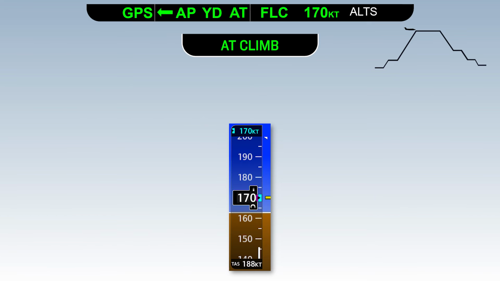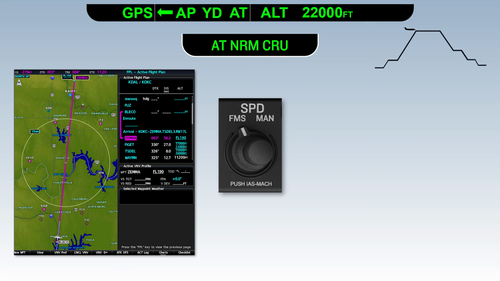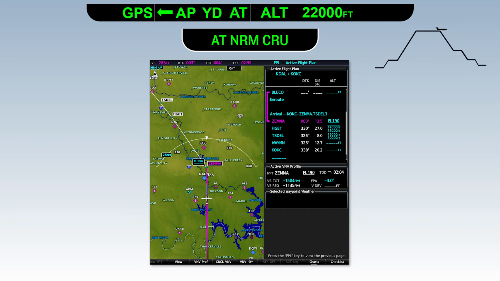Upon reaching flight level 220 and leveling off, the autothrottle will transition from AT climb to AT speed and maintain our selected manual speed reference of 170 knots. To follow our FMS cruise schedule, we'll change the speed source switch to FMS and see the autothrottle transition to AT normal cruise. The autothrottle will set normal cruise power based on the performance tables for 1800 RPM at our selected altitude. After about 15 minutes in cruise, we begin to approach the top of descent.